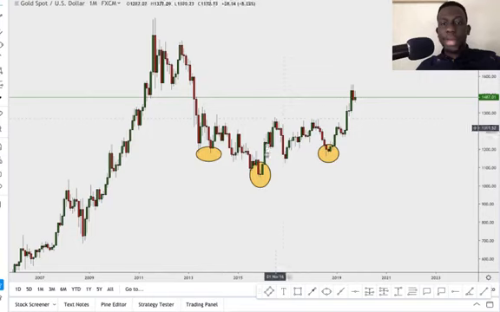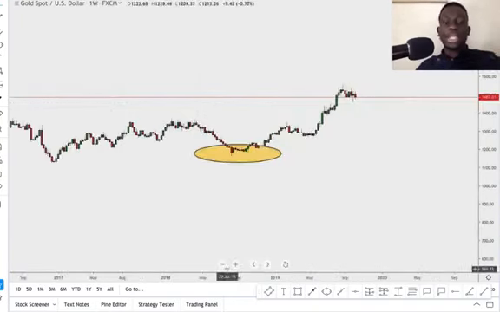Basically this is a reversal pattern. This market was coming down, but after we formed this reversal pattern, the market is now looking to the upside. So monthly time frames are for candlestick patterns. Weekly time frames are for chart patterns.